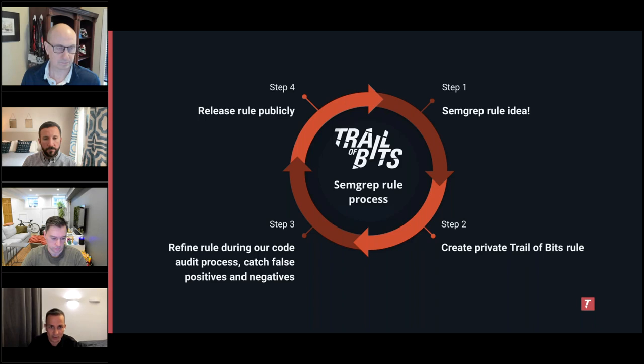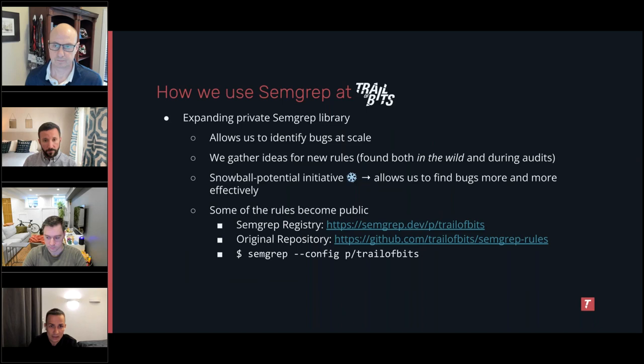Another key concept at Trail of Bits is our private Semgrep library. The first step is that we have some rule idea. We create a private Trail of Bits rule, and when it gets more and more mature, we finally release it publicly to you. When it comes to auditing, we usually begin with some standard rule sets, then move into our public and private ones. Having a private library of rules allows us to identify bugs on a larger scale. We build this library by collecting ideas for new rules, from bugs found on the internet, our own ideas, Slack conversations, and during audits. After each audit, we create new custom rules, and those custom rules are used in another audit. So it's a snowball effect for us. Some of them become public, and you can use them now using the Trail of Bits rule set.